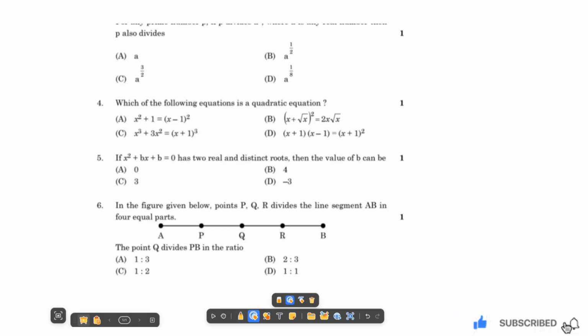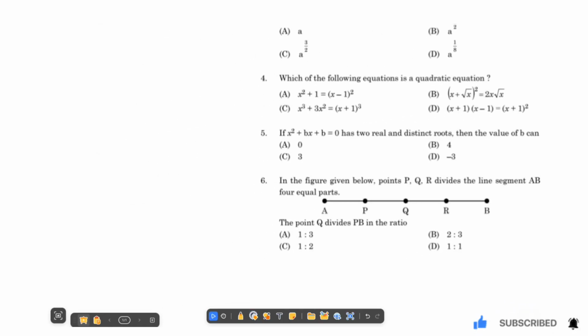So next, fifth question is, if x square plus bx plus b is equal to 0 has two real and distinct roots, then the value of b can be. So what is the value of b? If this equation has two distinct real roots, what can it be? So let's write what is given first.